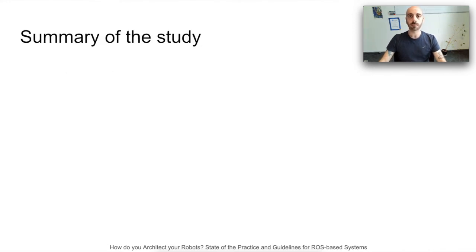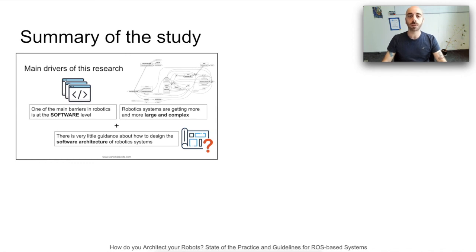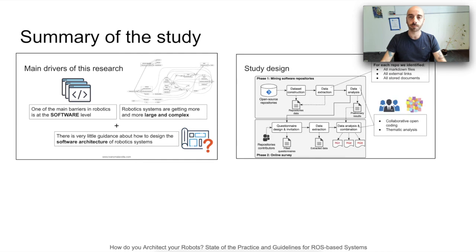In conclusion, we know that software is one of the main barriers in robotic systems, but there is also a need to raise the level of abstraction and start to see how these systems can be architected. The study has been designed in two phases, where the first one is based on mining software repositories and the second one involves an online survey.